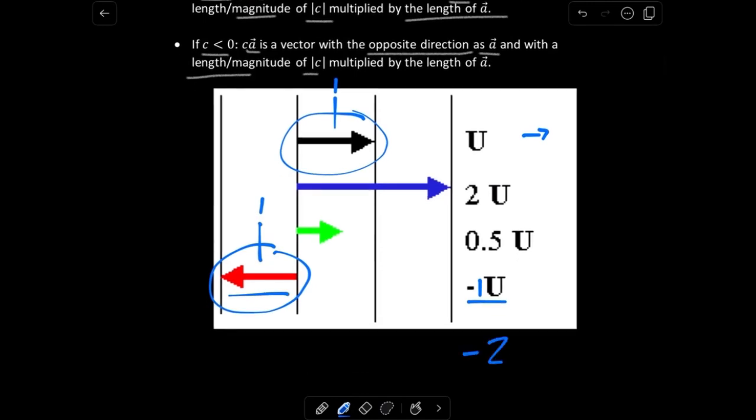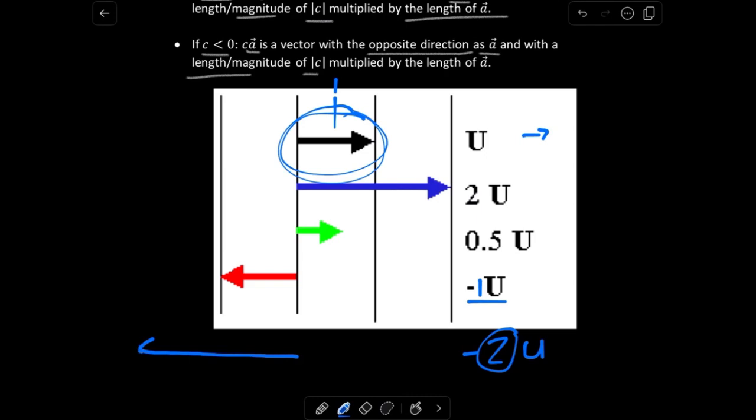What about a vector -2u? Well, there's two things that are happening here. Firstly, it's minus, so the direction is changing, and it's 2 times the original vector. So the magnitude of the original vector is going to double. So it's going to be pointing to the left, and its magnitude is going to double. That would be the vector -2u. So when you multiply it by a negative scalar, it changes the direction to the opposite. And when you are multiplying by a positive number, it's going to adjust the magnitude or the length of the original vector.